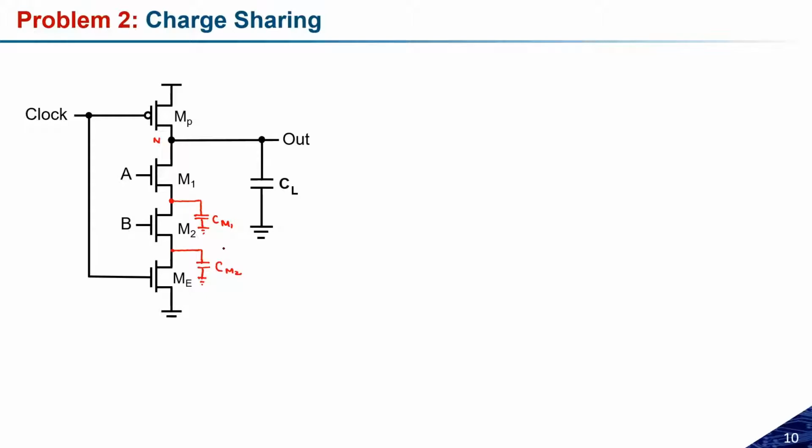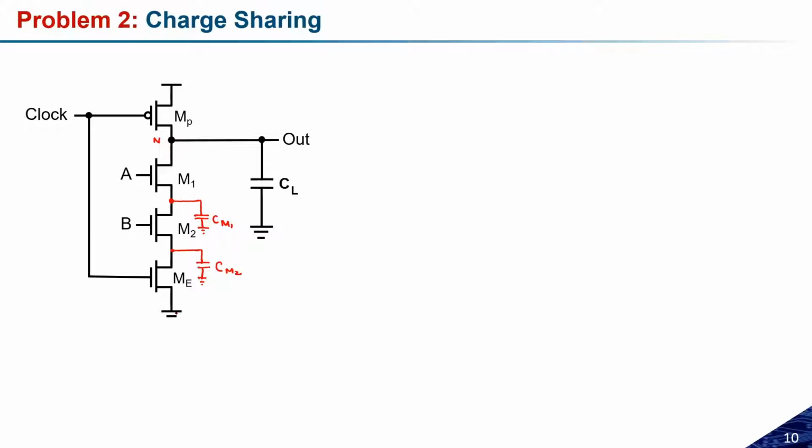Now, if I connect the clock to logic 0, what will happen? The dynamic node will be charged through the pre-charge transistor, and that will reach up to VDD. Because both the transistors M1 and M2 are in the off state, we are not getting any direct path to discharge it.